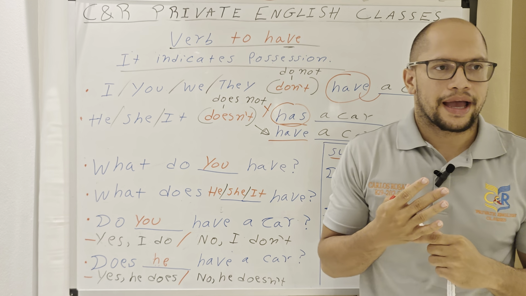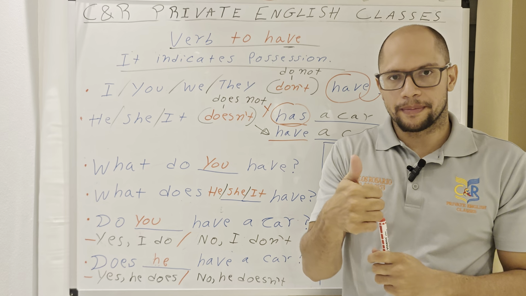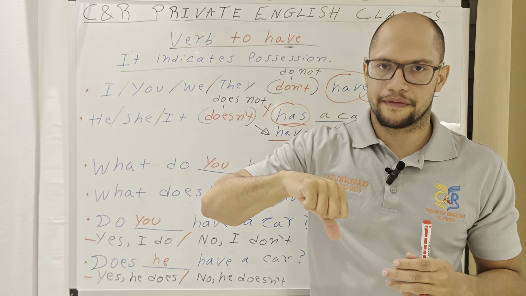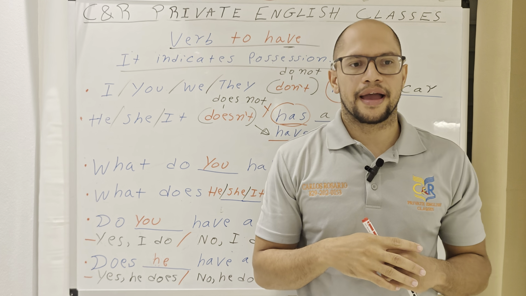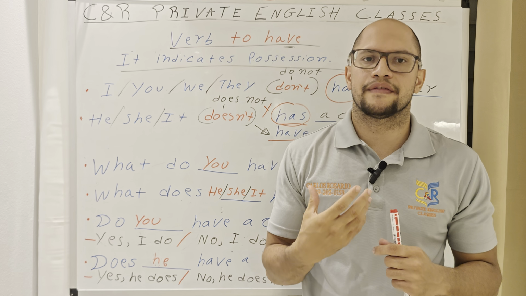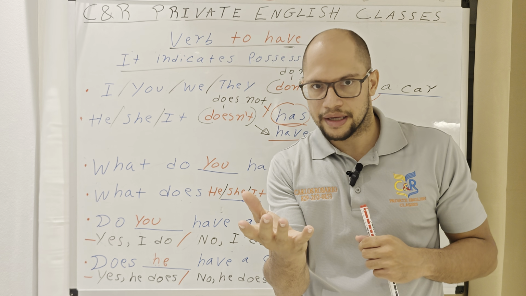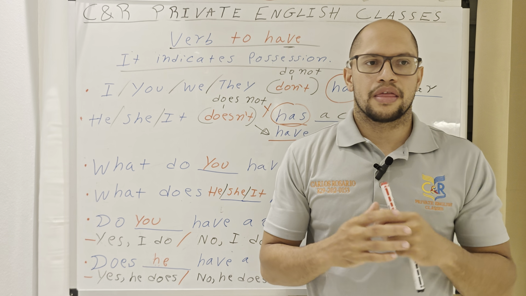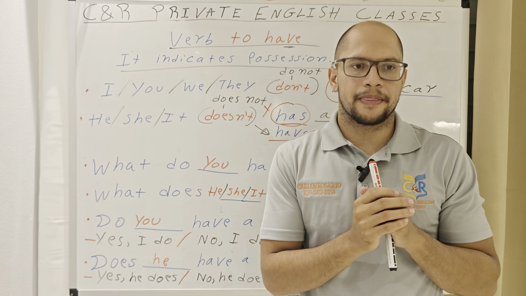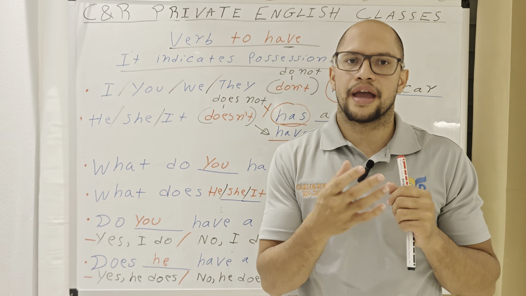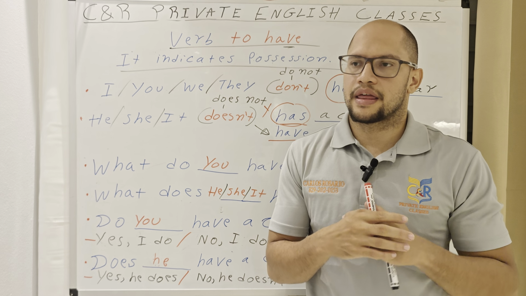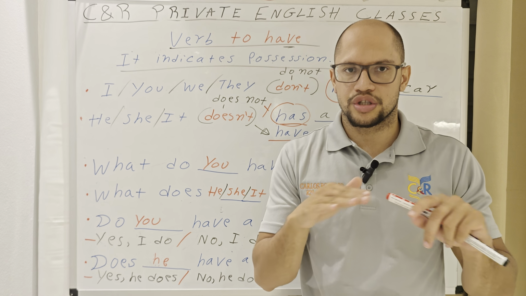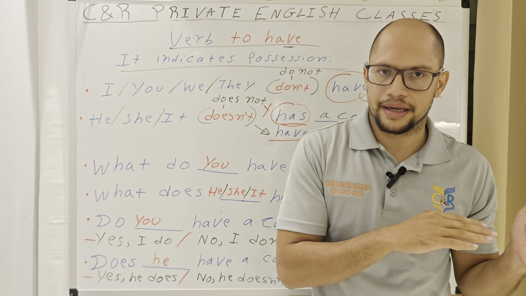Let's try. I say the sentence in affirmative and you help me by saying the sentence in negative. I have a pen. Negative. I don't have a pen. They have a bike. Negative. They don't have a bike.